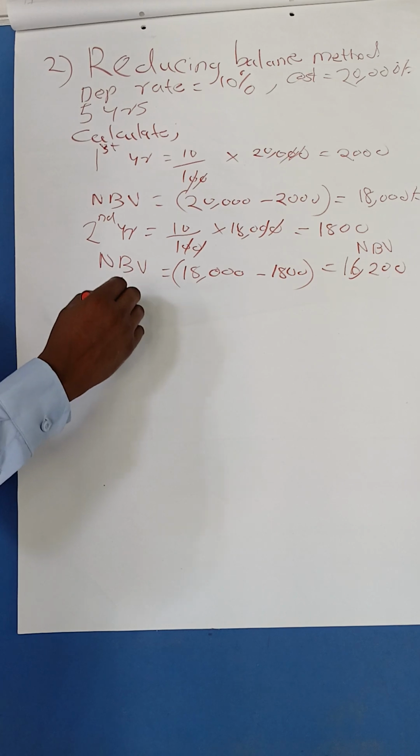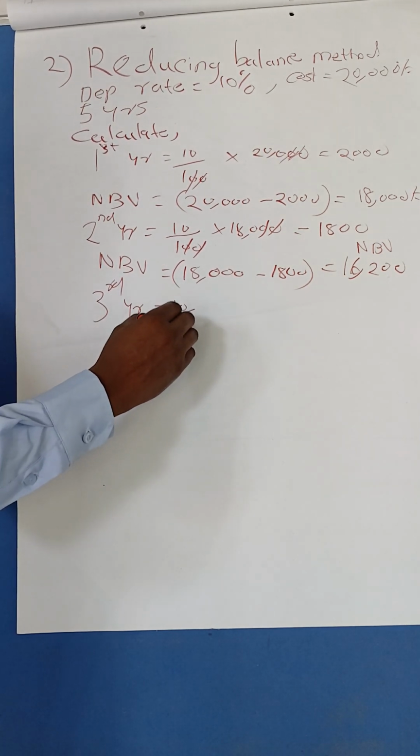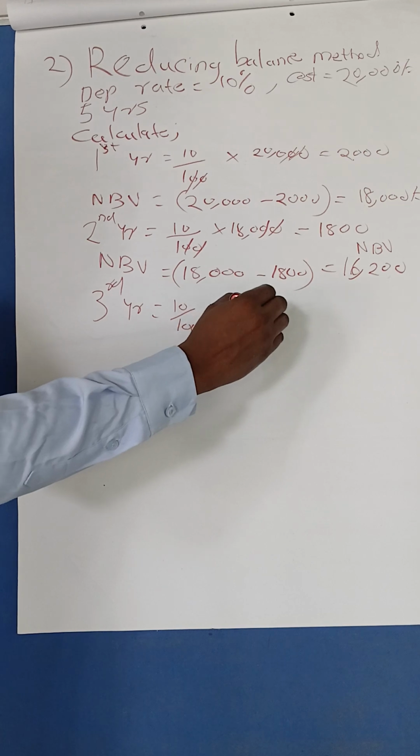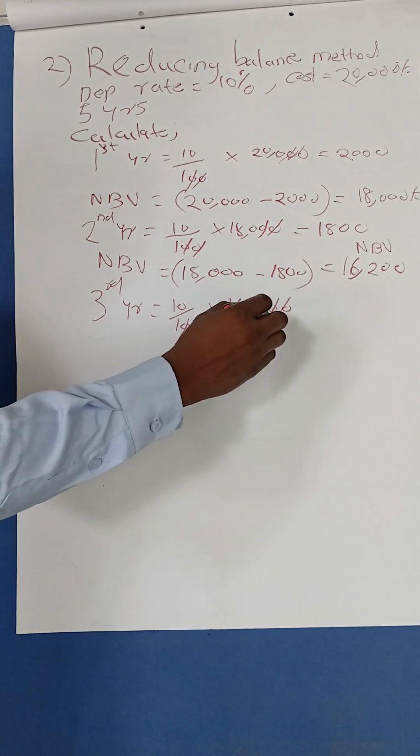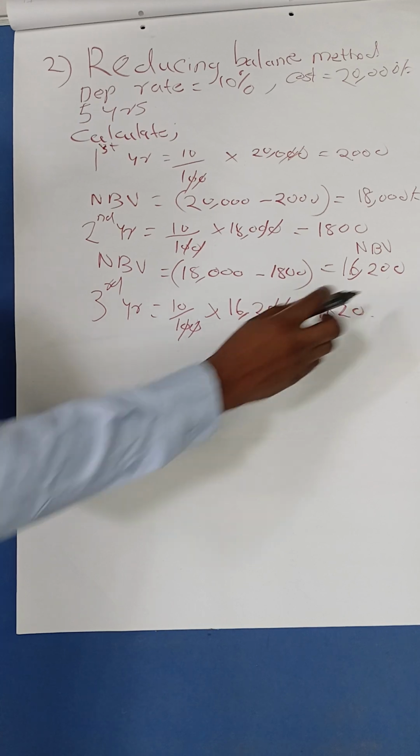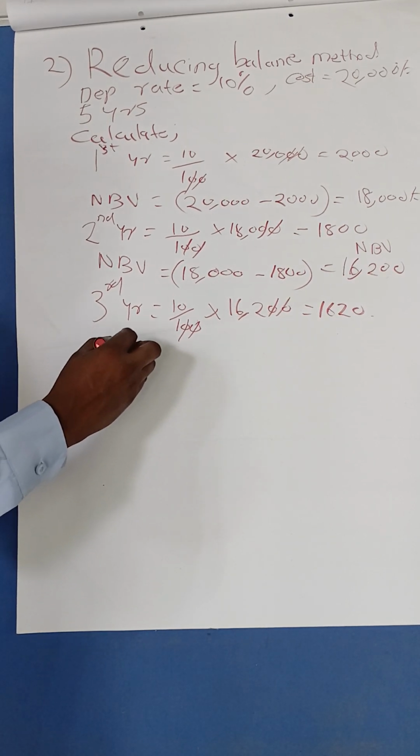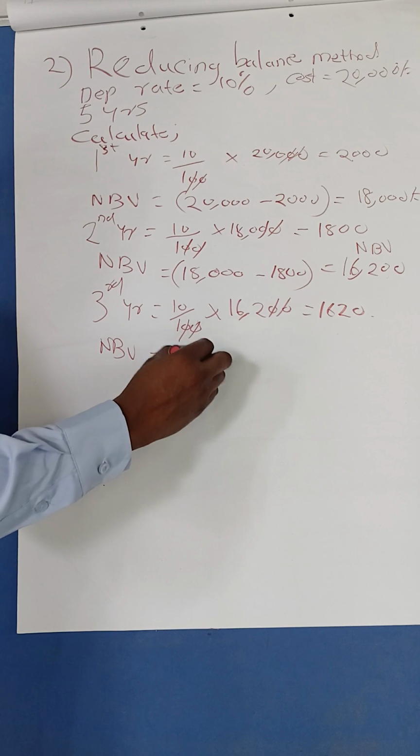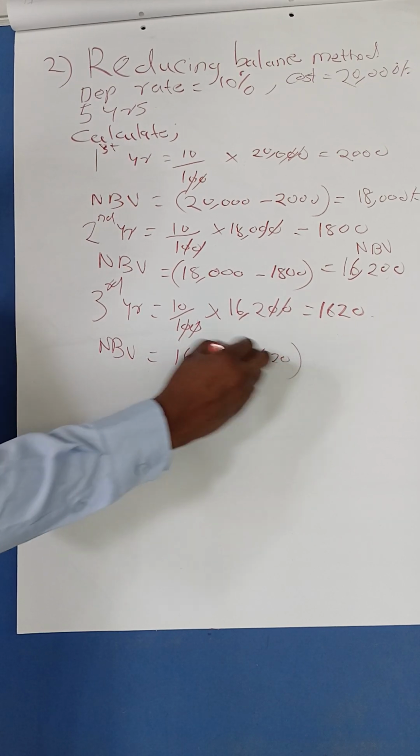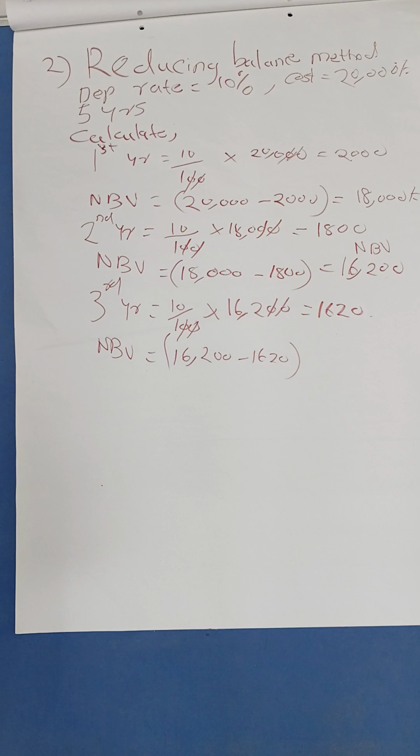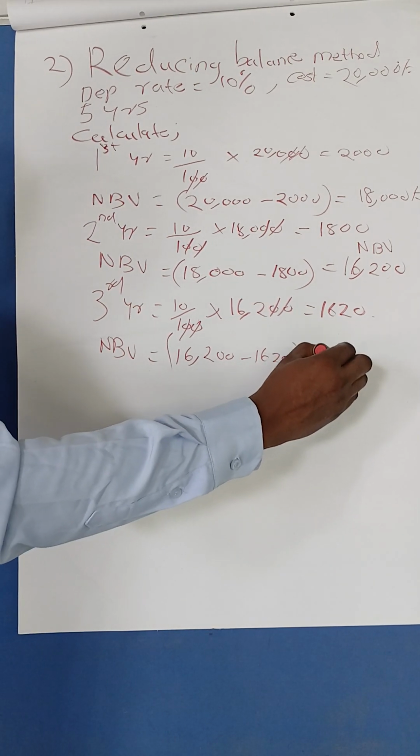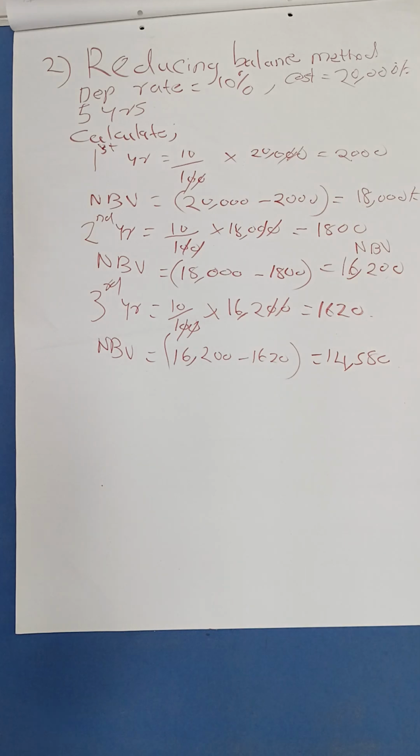So it will be the third year. Third year depreciation will be 10% of 16,200. So I will have 1,620. 1,620 was the depreciation for the third year. By that, I can also calculate the new book value: 16,200 minus 1,620. I'll have 14,580. That is the new book value now.